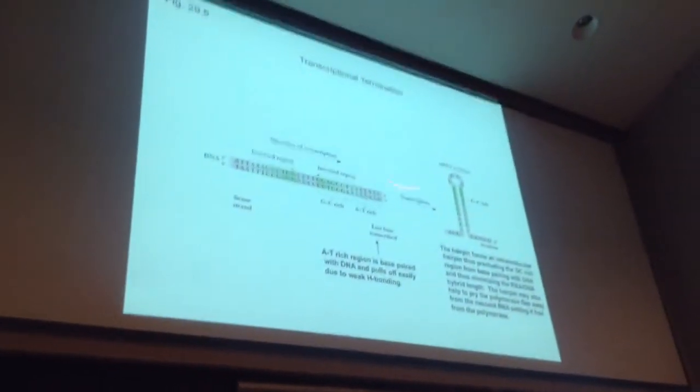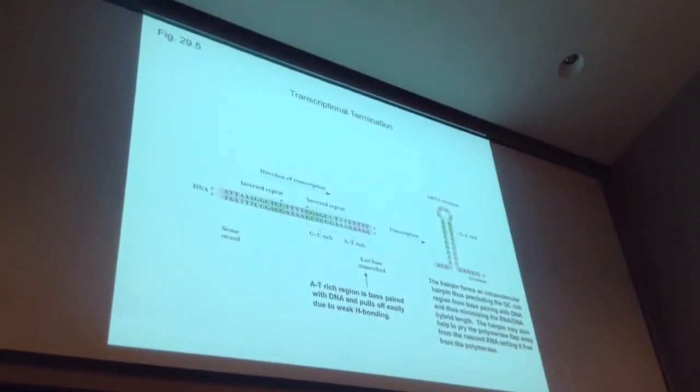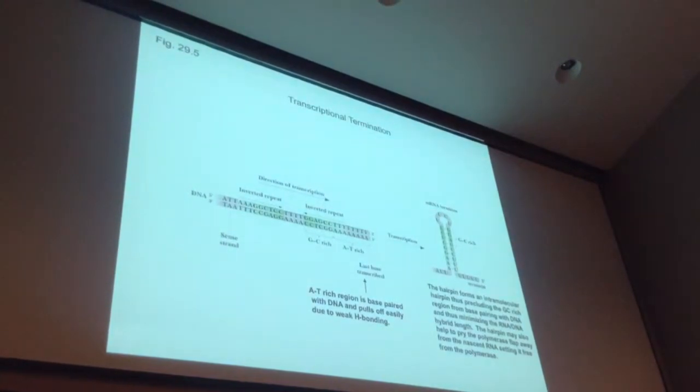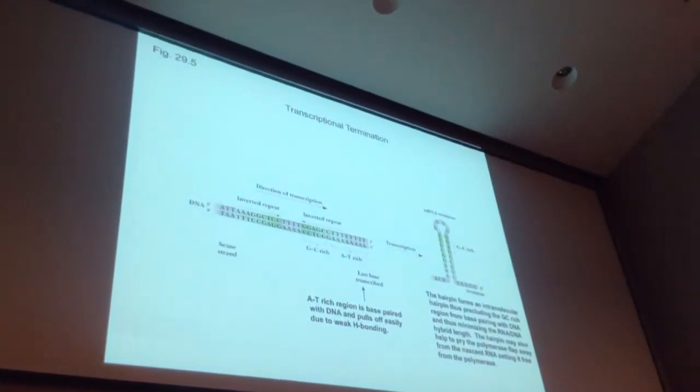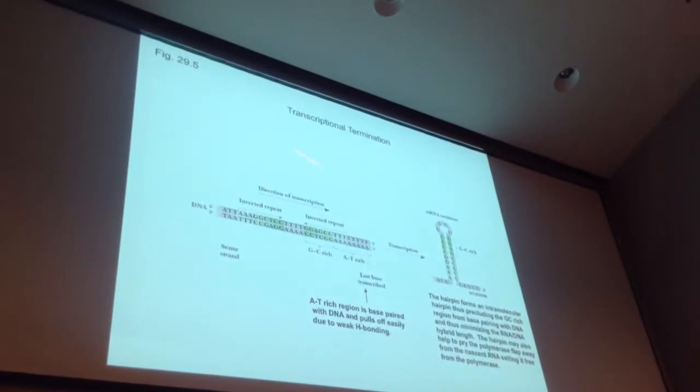Same thing here. Termination. There's two types of termination that occur in bacterial cells. They're called rho-dependent and rho-independent. And rho-independent is represented here.